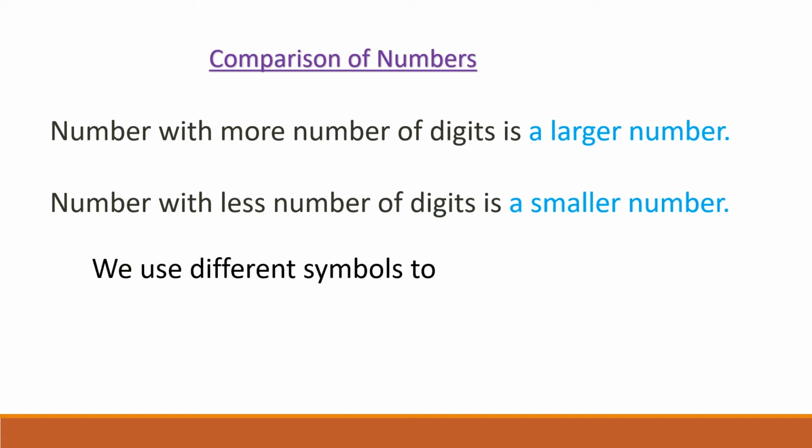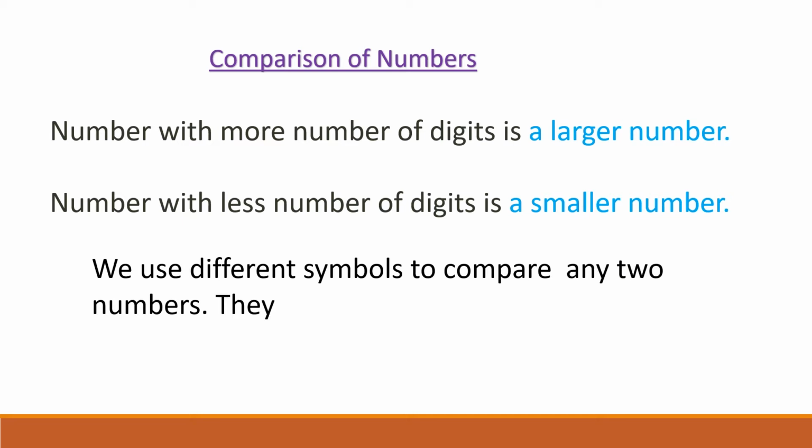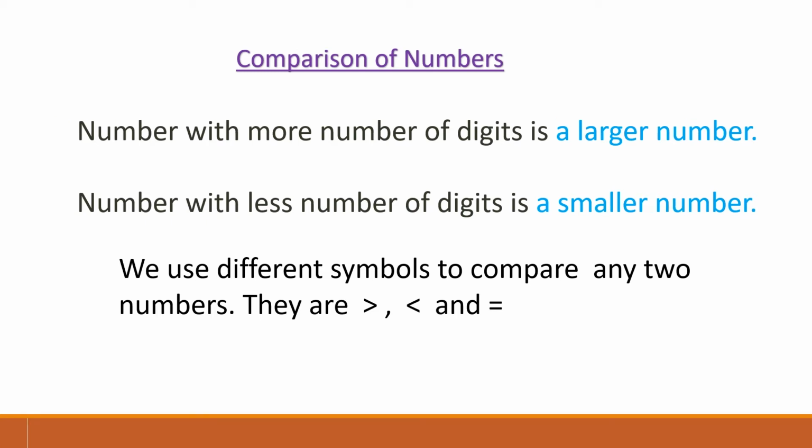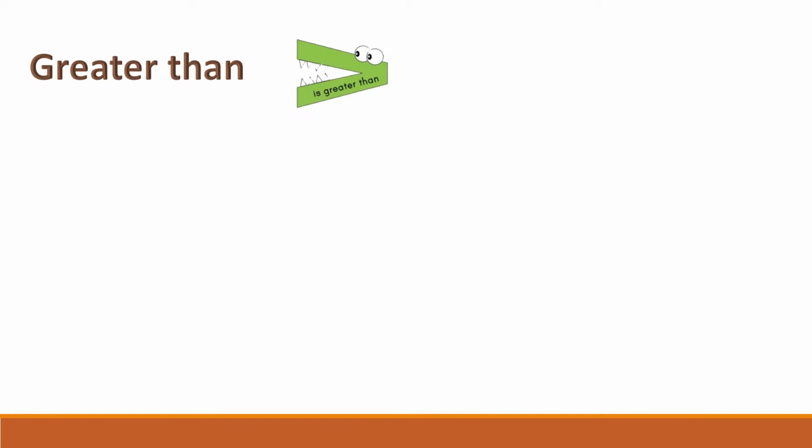And we use different symbols to compare any two numbers. They are greater than, less than and equal to. Now we are going to learn in detail about these symbols. First one, greater than symbol. See here this symbol. It is called as a crocodile mouth. When the crocodile mouth is open in the left hand side, then the symbol is called as a greater than symbol.